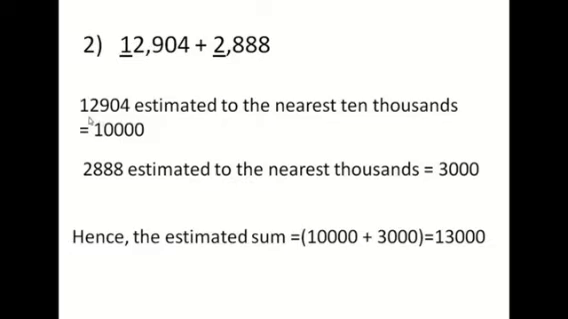So the solution is: 12,904 estimated to the nearest 10,000 will be 10,000. 2,888 estimated to the nearest 1,000 will be 3,000. Hence the estimated sum equals 10,000 plus 3,000, which gives you 13,000.